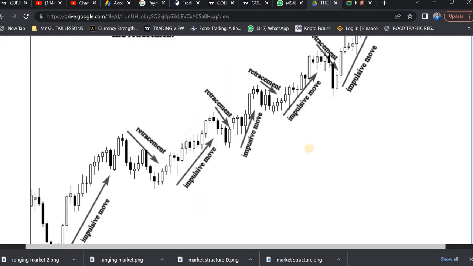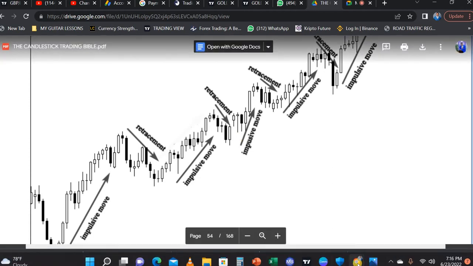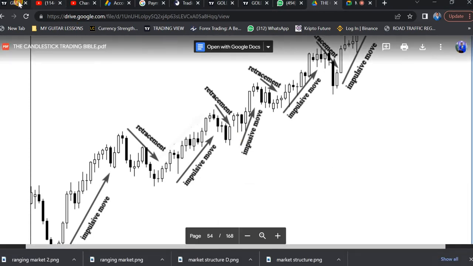So I'm going to show you the uptrend market. When we say the market is in an uptrend, what does that mean? That is what I'm going to show you. When we talk about the market being in an uptrend, we mean that the market is moving in an upward direction. So let me take you to the market and show you.